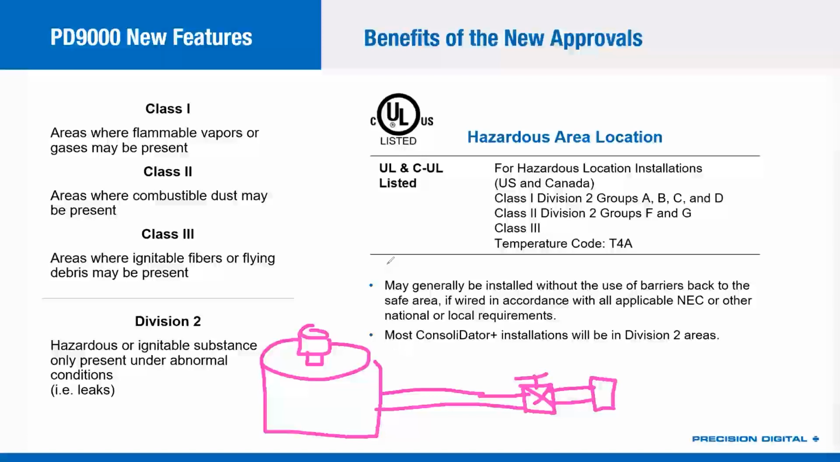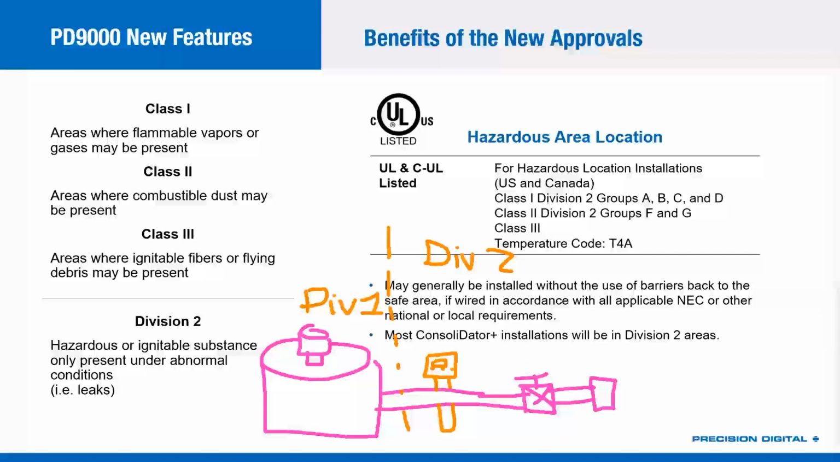So I could say, for me a moment again while I redraw my Division 1, Division 2 lines, that everything sort of in that tank is going to be my Division 1 area. So my level transmitter has to be Division 1, but everything outside of that tank, including my ConsoliDator I've mounted, is Division 2. This is my Div 2 area. This is my Div 1 area.